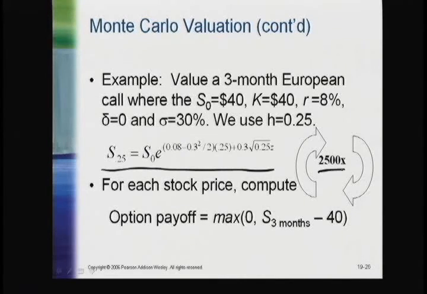So here you can see the author is proposing to generate 2,500 values. And again, this is easy to do in Excel. You could well imagine using the RAND function and the NORM.S.INV function, generating 2,500 normal variates, and substituting each one of those 2,500 Z's into this formula, producing 2,500 stock prices. You could then value the option at each one of those 2,500 stock prices.